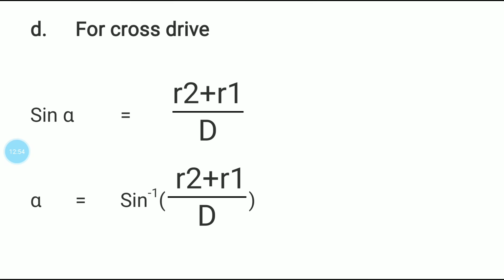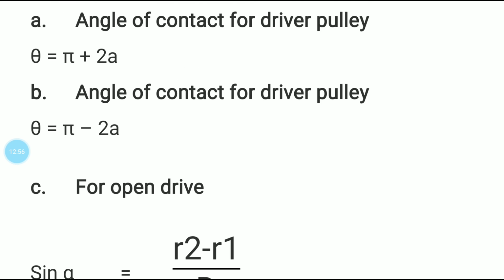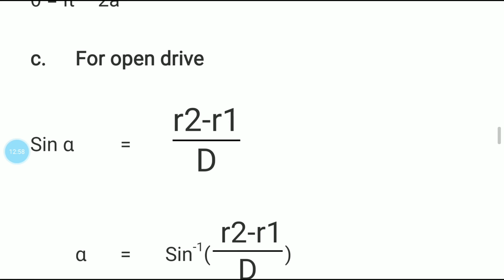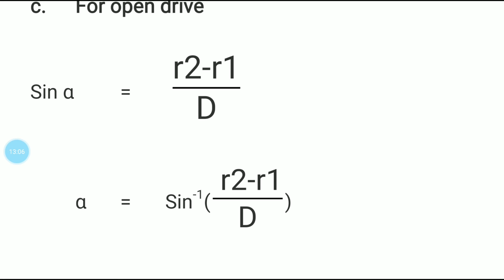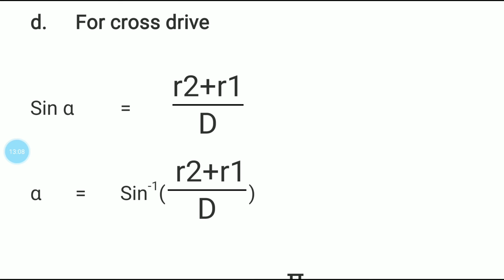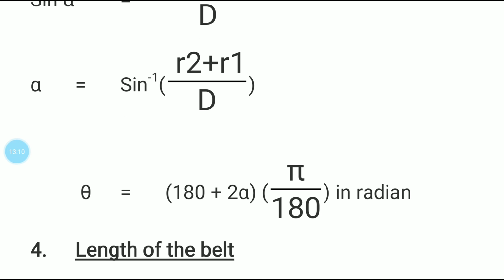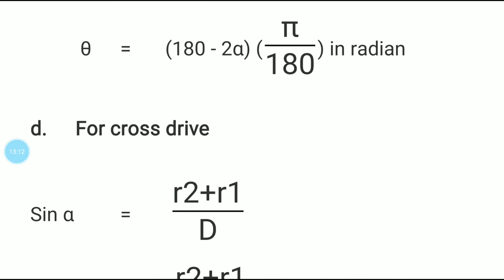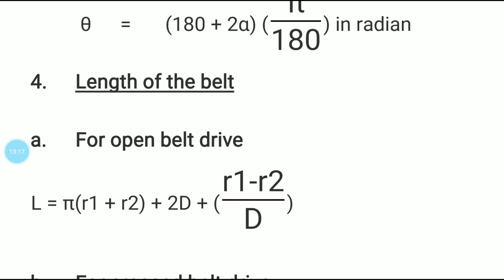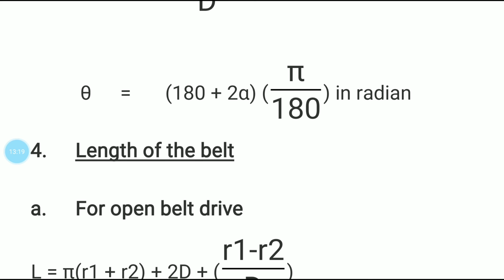Same for cross drive. For open drive, the formula is sin alpha equal to R2 minus R1 divided by D. For cross drive, sin alpha is equal to R2 plus R1 divided by D. Same, sin inverse equal to R2 plus R1 divided by D. So here the theta formula is 180 minus 2 alpha. Same formula, 180 plus 2 alpha.